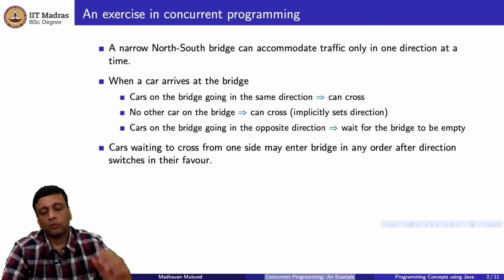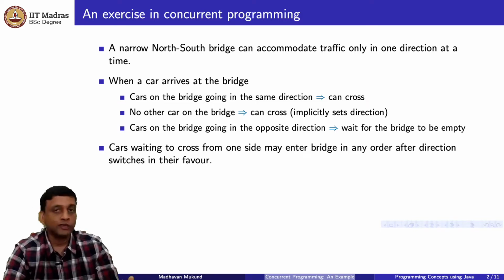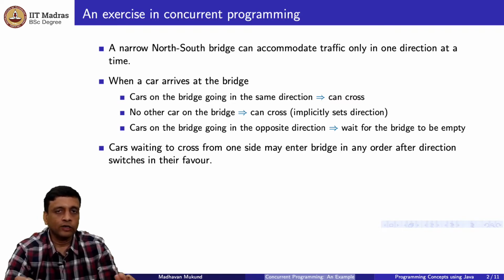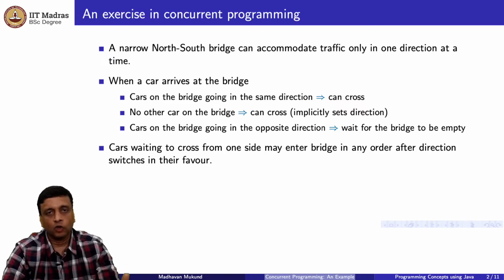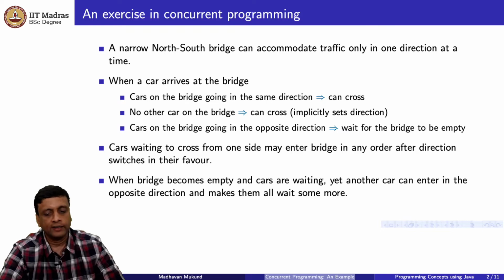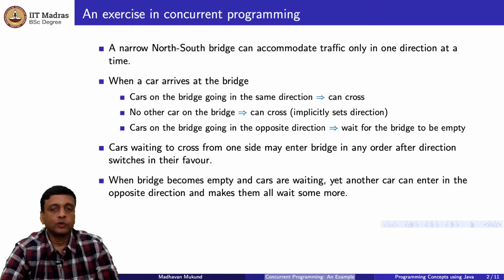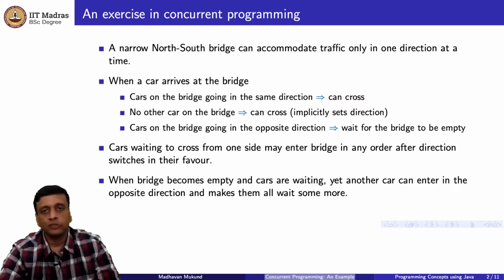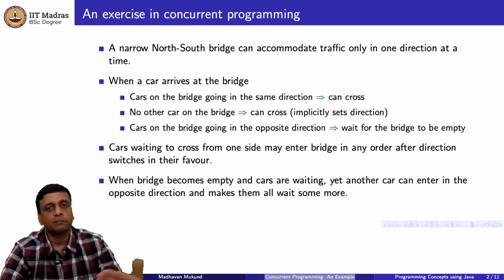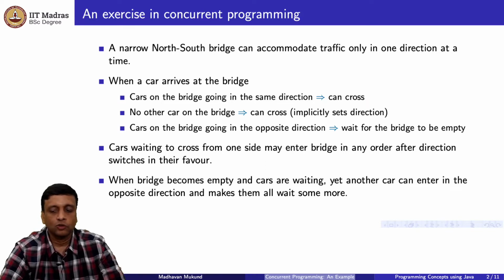So the cars can enter in any order, right? As I said, it's a traffic jam, it's not really a queue. So we are not going to insist that the cars which are waiting must enter in the order in which they came to wait. Once the bridge switches direction, all the cars that are waiting to get onto the bridge can get on, they can jockey for space and get on, but we don't care in what order they get on, okay? But the other thing that could happen is that you could get unlucky, right? You are waiting for the bridge to get empty, the bridge becomes empty, but while you are thinking about switching and getting onto the bridge, another car comes and keeps the bridge in the direction that is against you, right? So all these things can happen.